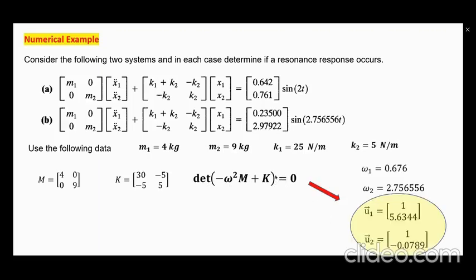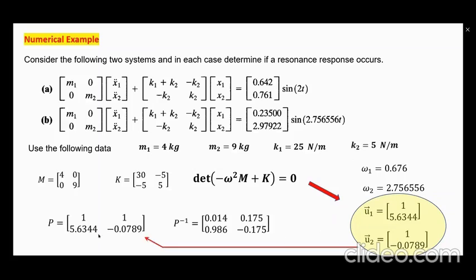And if you solve this thing, you get 2 frequencies, 0.676 and 2.75. And for each one of them, you should be able to go and patiently find the mode shapes, right here. So this mode shape goes with omega 1 right here. This mode shape goes with omega 2 right there. There is the modal matrix. You take these, put them in the columns.